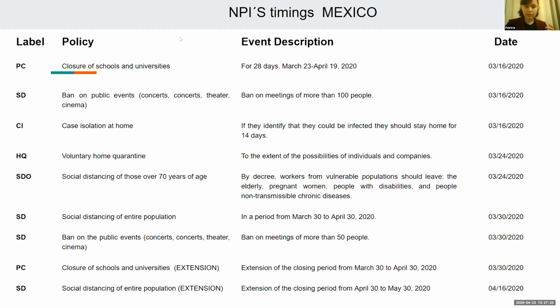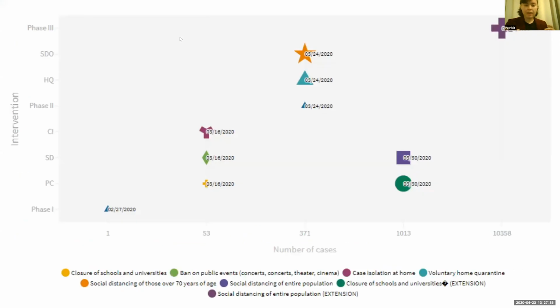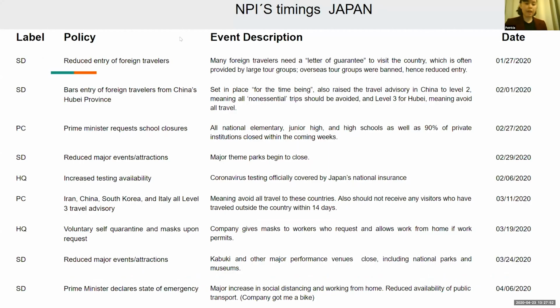And then Sandra also provided us with a similar graphic to the one that was presented for the European countries, to mark what types of NIPs correspond with what dates. And similarly, I was able to produce a graph for NIP timings in Japan.